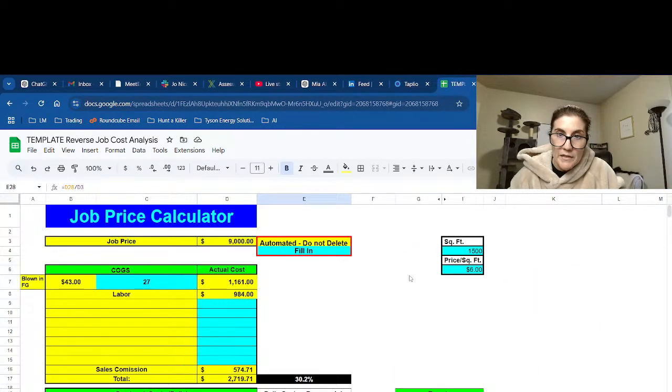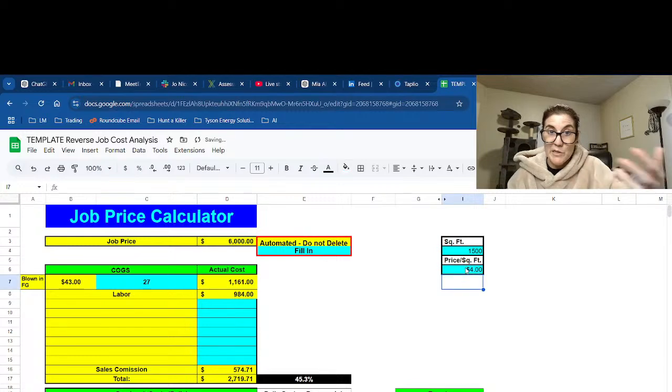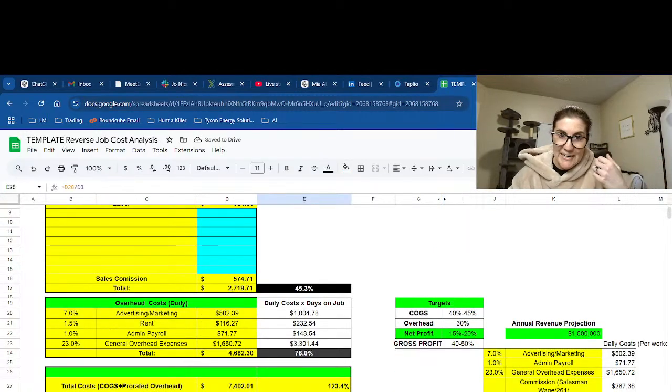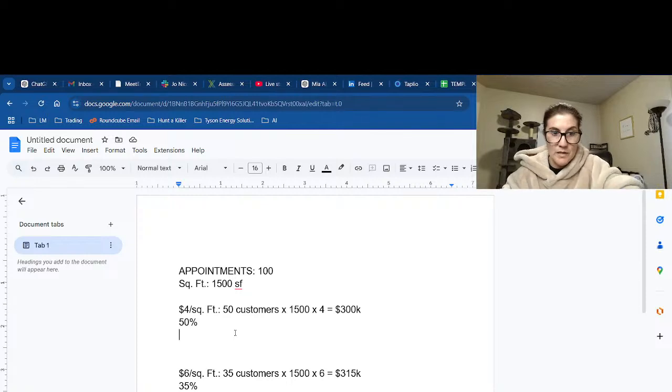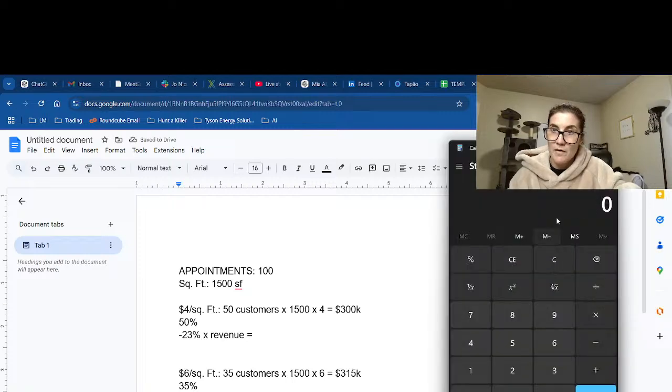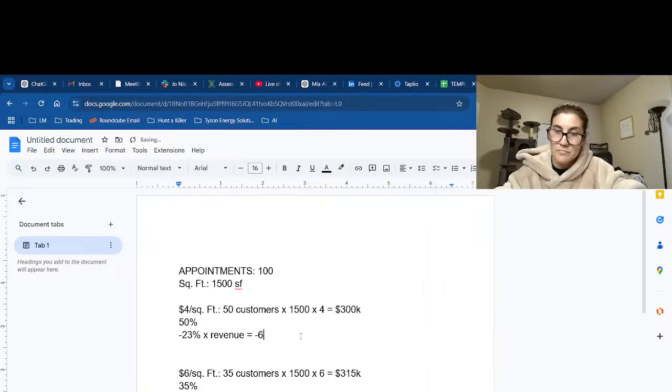And now let's go back here and we'll change this to $4 a square foot. This is what they were doing before. They're making negative 23% net profit. So negative 23% net profit times 300,000 revenue. That's a loss of $69,000. So there's the math right there in front of you.